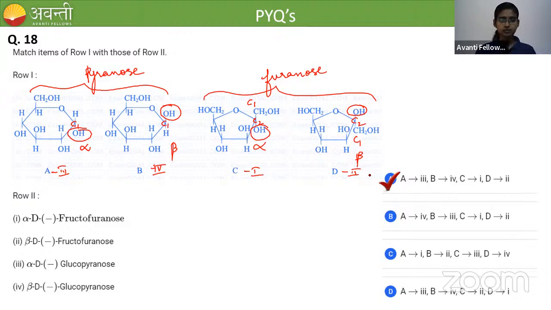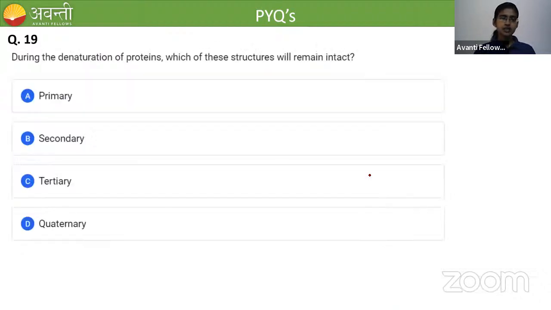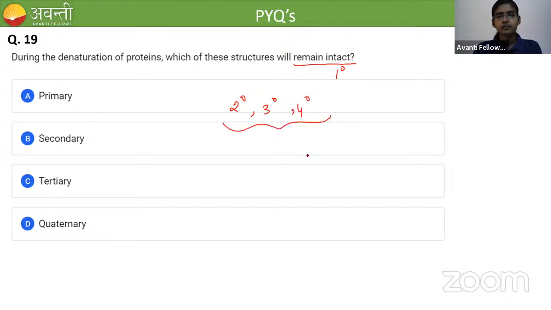Yes. So coming to question number 19. During the denaturation of proteins, which of these structures will remain intact? Just a few minutes ago we discussed that only the primary structure remains intact. The secondary, tertiary, and quaternary structures will not remain intact.